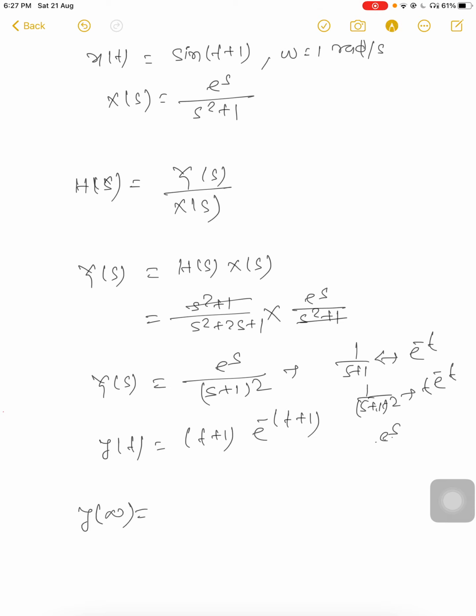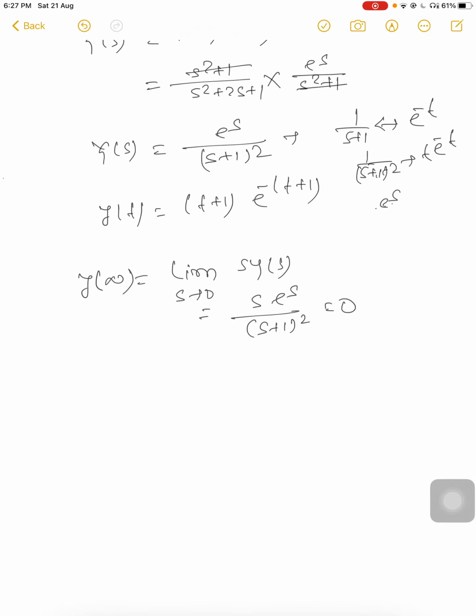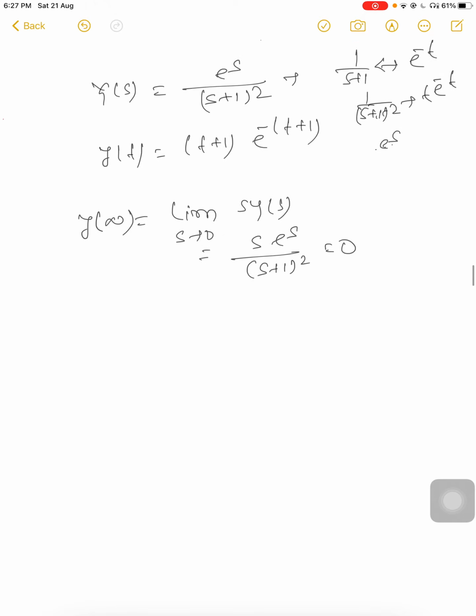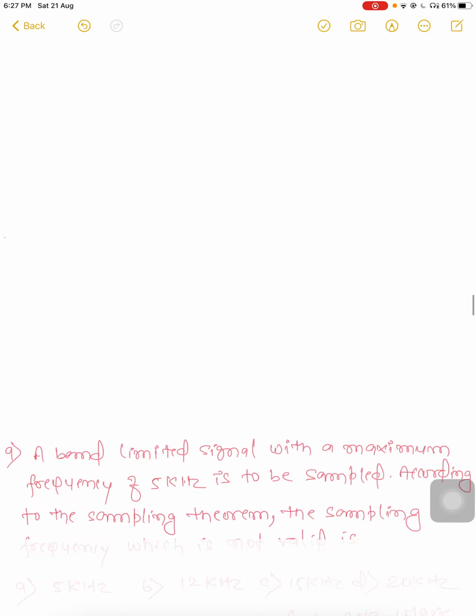So then y infinity will be limit s tends to 0 of s Y(s). So the steady state will be s e to the s upon (s plus 1) whole square, which is 0. So at steady state y remains 0 for all sampling frequencies omega s. It means the output is 0 in steady state, so all sample values will be 0. So y is 0 for all sample frequencies omega s. Option A will be the right answer.